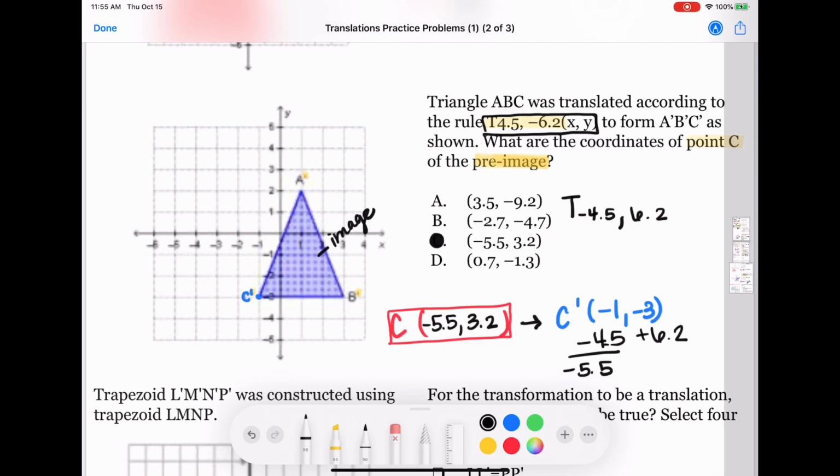I hope this was helpful, and I hope that you use these practice problem examples to help you prepare for your Unit 2 exam or help you to prepare for your Unit 2 Lesson 2 independent practice problems.